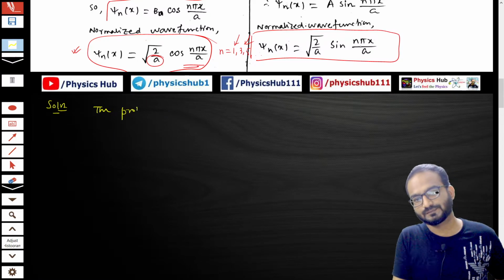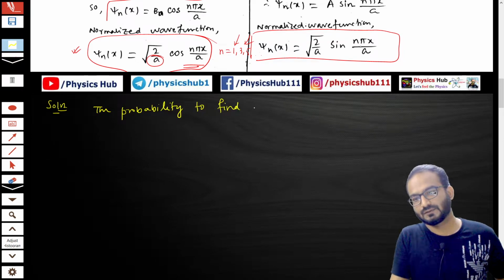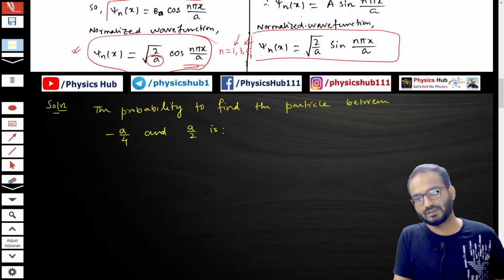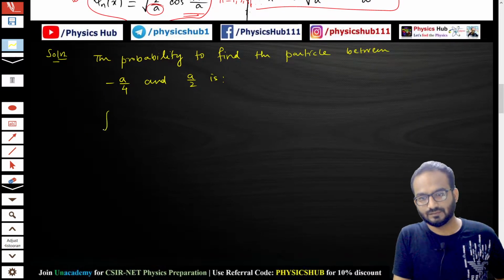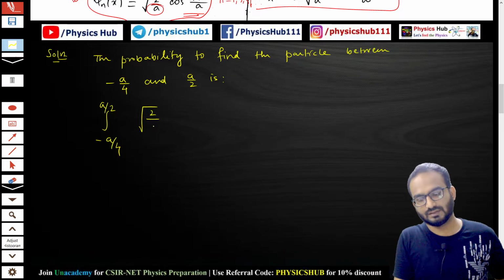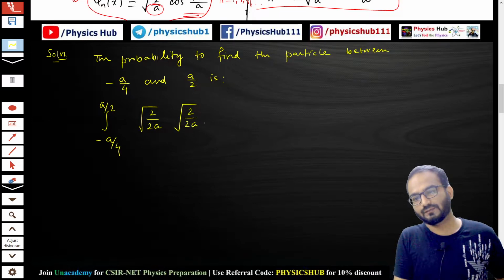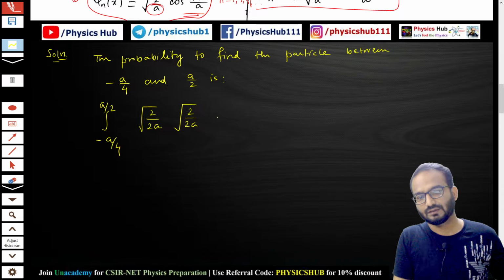The probability to find the particle between minus a by 4 and plus a by 2 is, okay, so integration from minus a by 4 to plus a by 2 of psi star psi dx. So root over 2 by width, here the width is 2a, so we are writing 2 by 2a, and root over 2 by 2a, because psi star into psi is cos n pi x by a.